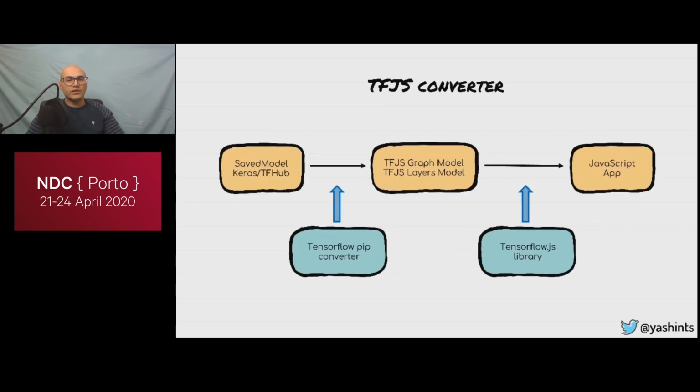Another thing I mentioned was that you could convert existing saved models, from TensorFlow Hub or a Keras model, and bring them into your JavaScript app. And this is the flow. You run the TensorFlow.js converter on top of a saved model. It gives you a graph model or layers model, and then you use the TensorFlow.js library on top of that to bring that model into a JavaScript app and use it.